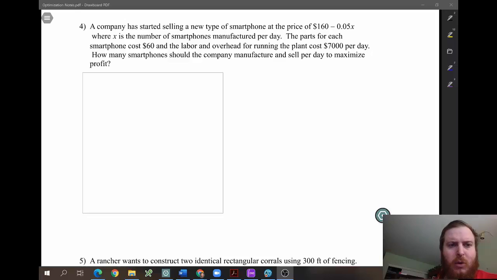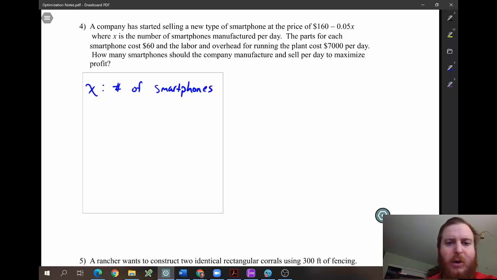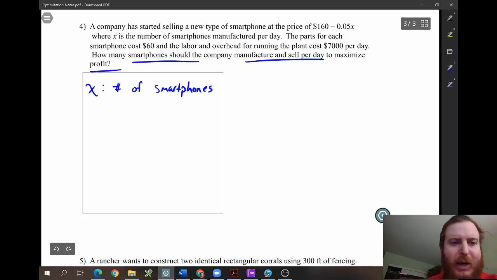So our next question is one that gives us an equation instead of drawing a picture. So they're saying a company is producing this smartphone, and the hardest part of this is actually just figuring out what the heck the equation would be. So they do tell us that x is our number of smartphones. But we do need to figure this out because it gets a little bit complicated with what our actual formula is, because they don't really give us everything. So it does say how many smartphones should the company manufacture and sell to maximize their profit.